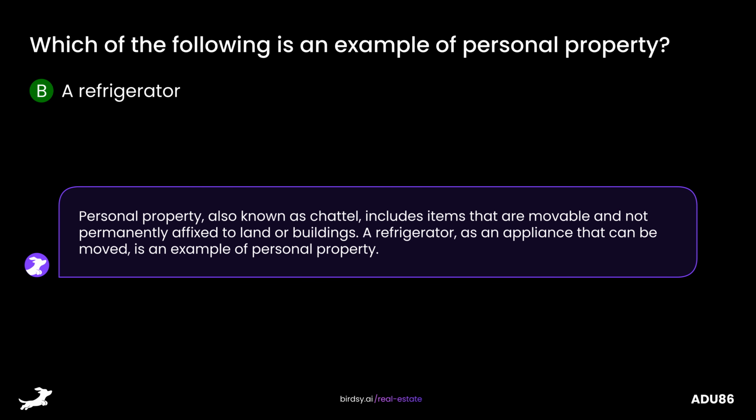Personal property, also known as chattel, includes items that are movable and not permanently affixed to land or buildings. A refrigerator, as an appliance that can be moved, is an example of personal property.